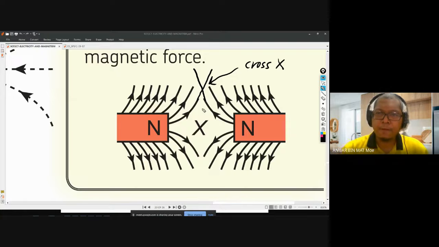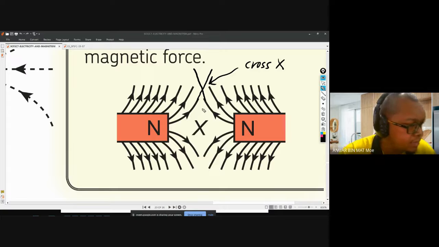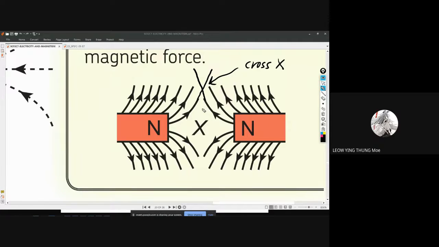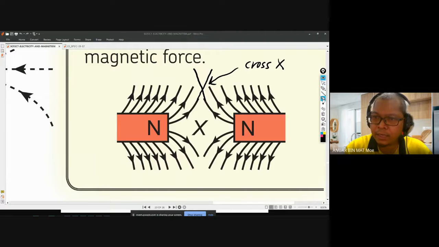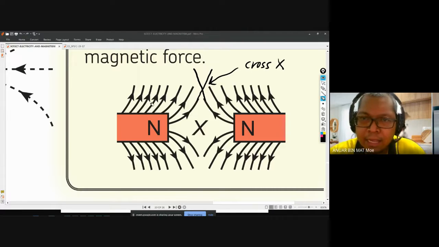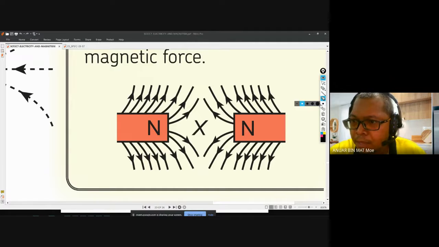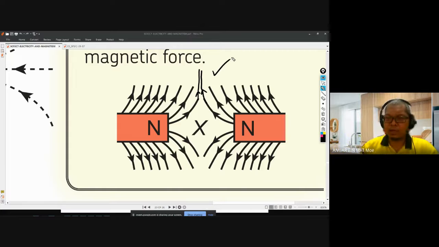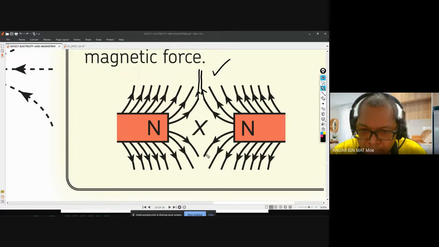Can you understand me, class? How must you draw it? You must draw it like this. One goes up over here, and then another one goes up. This way is the correct way to draw the magnetic lines. It will not cross.